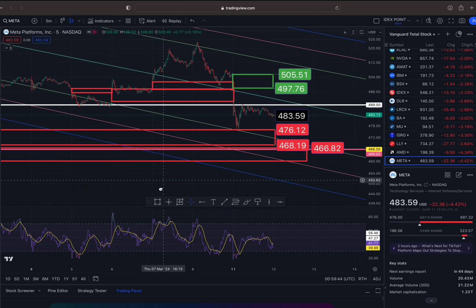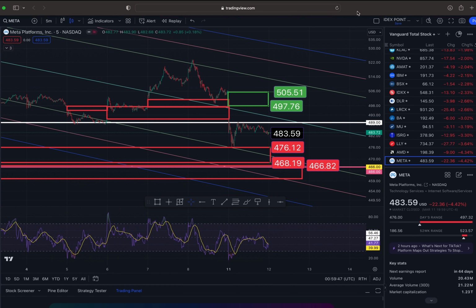And that is a look at Meta. If there is a ticker you'd like me to go over, please let me know.